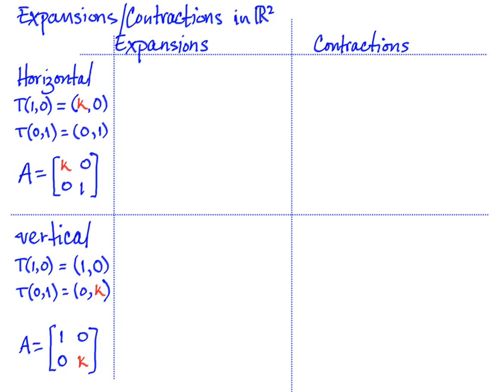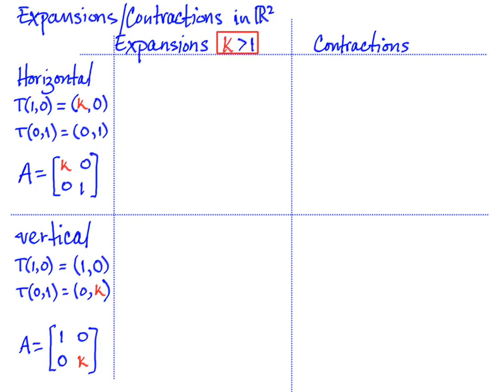So for the horizontal one, we're just changing the horizontal component of each vector by multiplying it by the same scalar, k. In the vertical, we are just changing the vertical component, or second component, of each vector by multiplying them by the same scalar, k. Now, let's look at the difference between an expansion and a contraction.